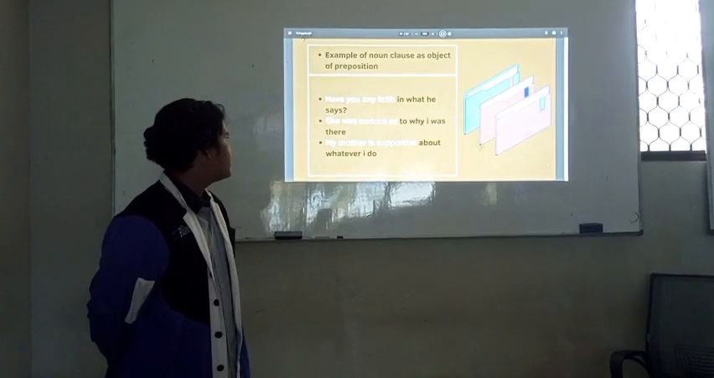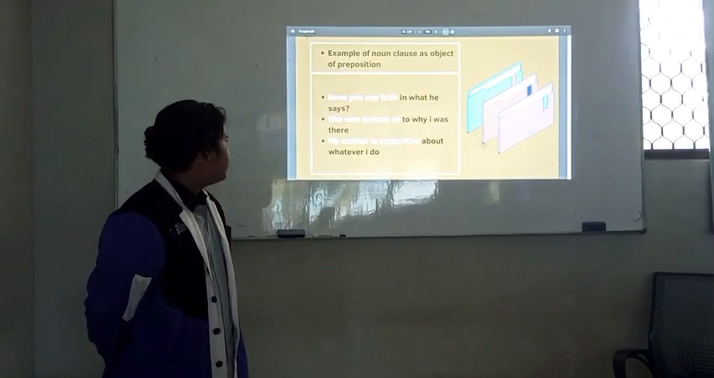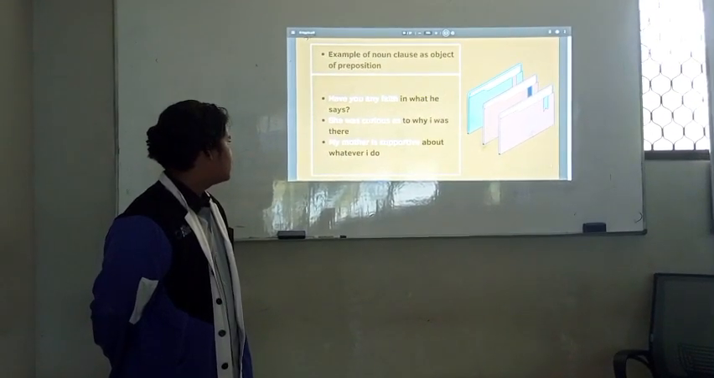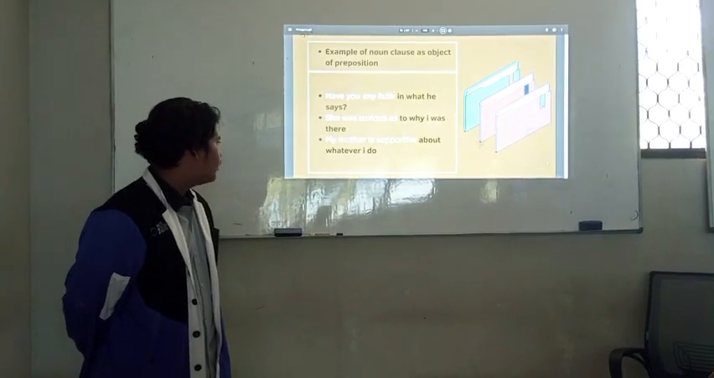Example of noun clause as object of preposition. Have you seen any fact in what he says? She was curious as to why I was there. My mother is supportive about whatever I do.